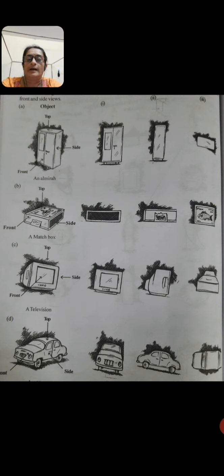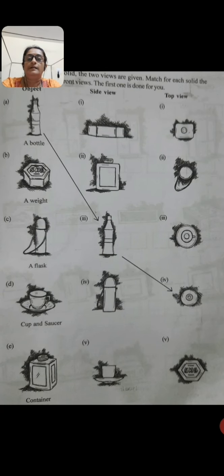Let us do one more activity. Here again few objects are given and front view and top view are given. So you have to match it with that. So the first picture is of a bottle and in the middle row you can see a bottle's side view and then in the last one you can see a top view.